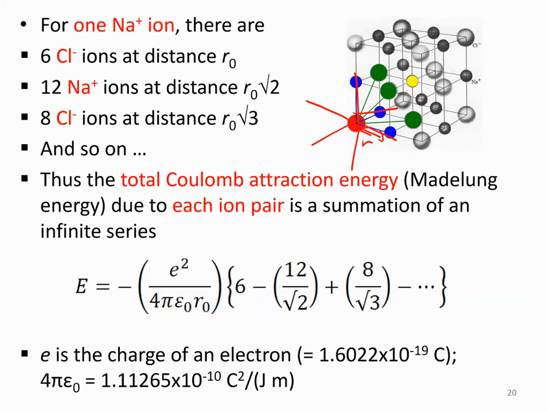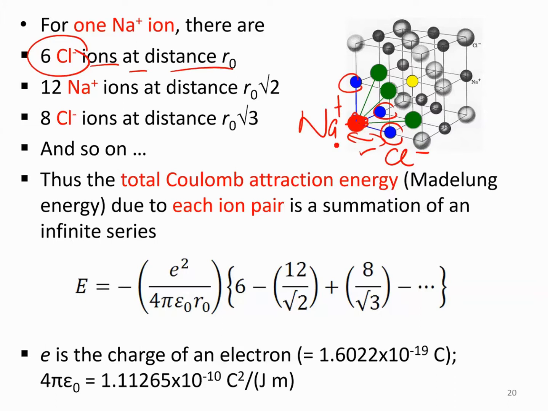So for this red atom, it has 6 nearest neighbors of opposite charge, Cl. So if this is sodium plus, then the blue one will be chlorine. Okay, there will be 6 chlorine ions at the distance of R0. Okay, so this is R0.